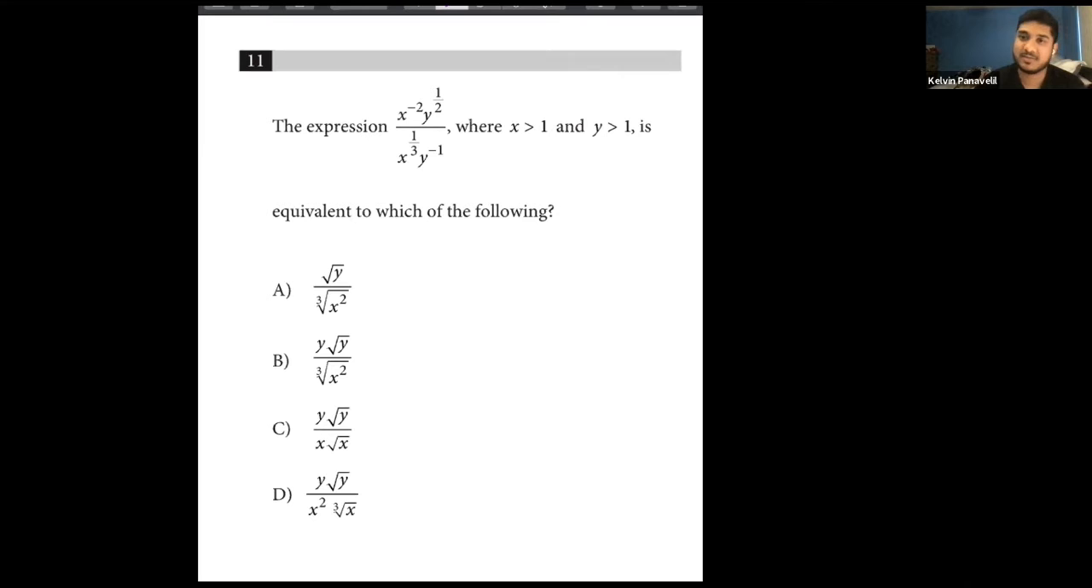Nolan, can you read number 11? Sure. I'm actually just a little bit confused on how to do this. That's okay. Can you read the question first, and then we can walk through it together? The expression x to the negative 2, y to the 1/2 over x to the 1/3 times y to the negative first, where x is greater than 1 and y is greater than 1, is equivalent to which of the following?